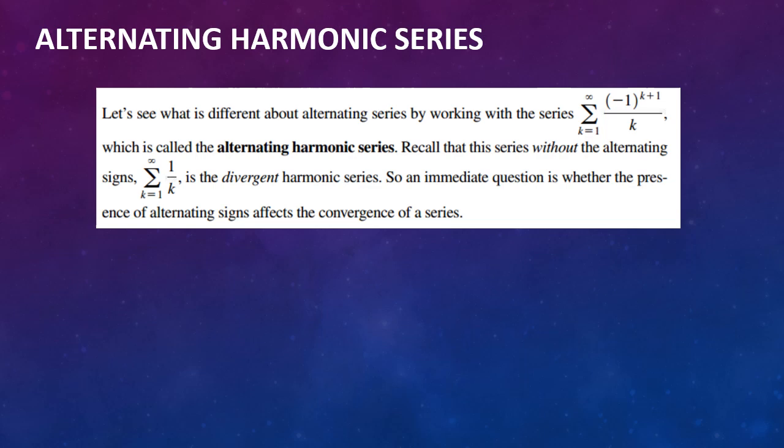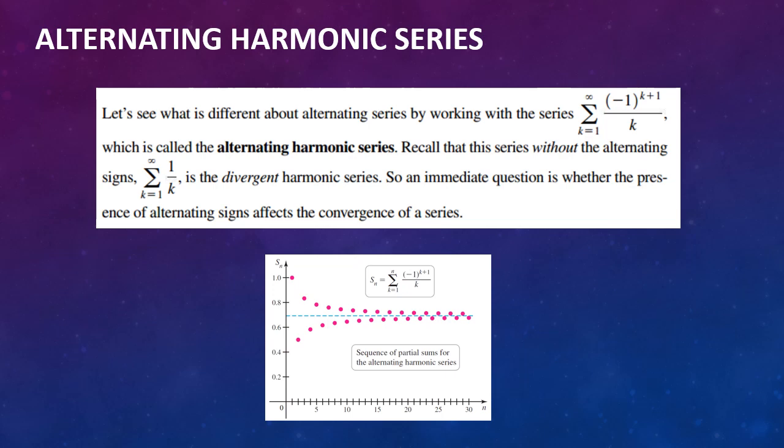If we investigate this question by looking at the sequence of partial sums for this series, the first four terms of the sequence of partial sums are, when k equals 1, 1. When k equals 2, we get 1 minus 1/2, which equals 1/2. When k equals 3, we get 1 minus 1/2 plus 1/3 equals 5/6. When k equals 4, the partial sum is 1 minus 1/2 plus 1/3 minus 1/4, which equals 7/12. If we plot the first 30 terms of the sequence of partial sums, we get this figure.